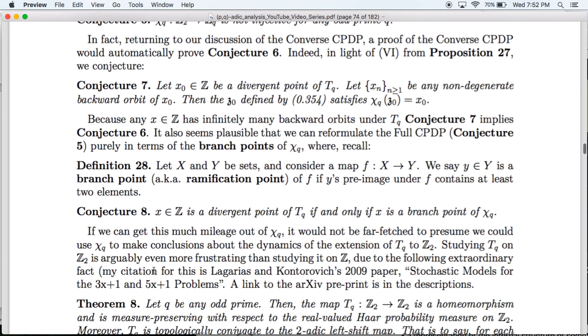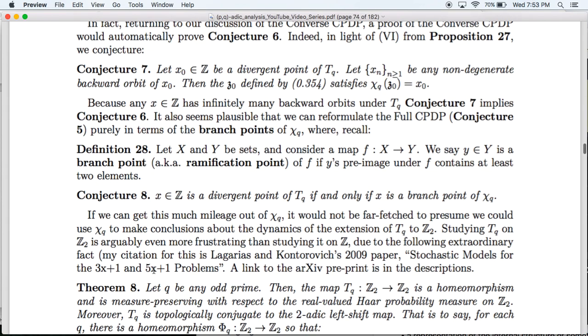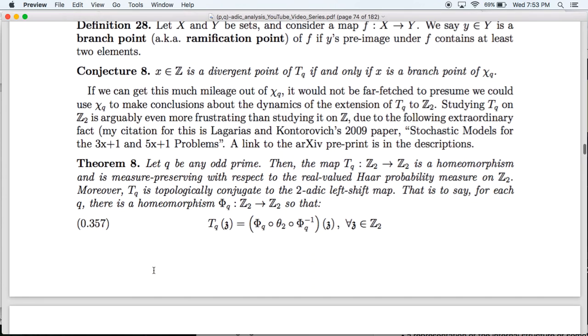If we can get this much mileage out of chi q, it would not be far-fetched to presume we could use chi q to make conclusions about the dynamics of the extension of tq to z2. Studying tq on z2 is arguably even more frustrating than studying it on the integers due to the following extraordinary fact. My citation for this comes from Lagarias and Kontorovich's 2009 paper, Stochastic Models for the 3x plus 1 and 5x plus 1 problems. The links are in the description. And it's the following wonderful fact.